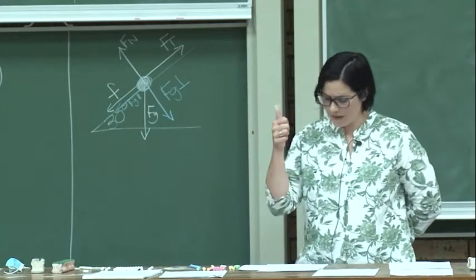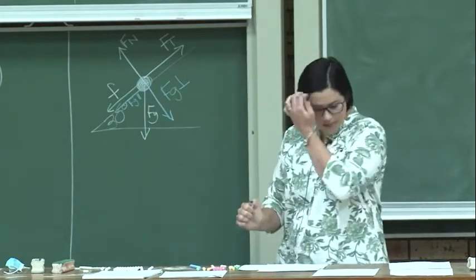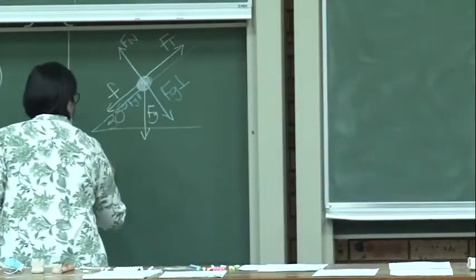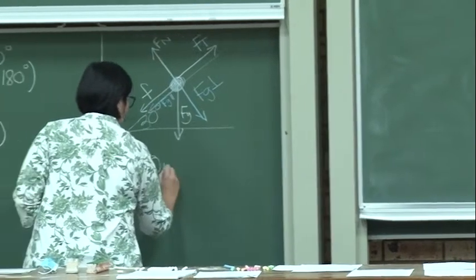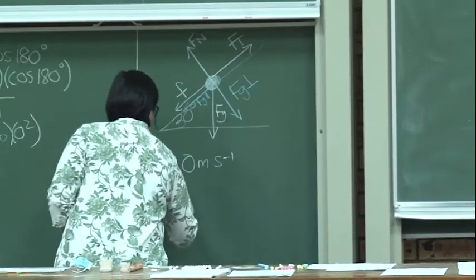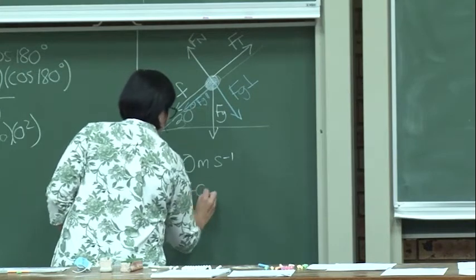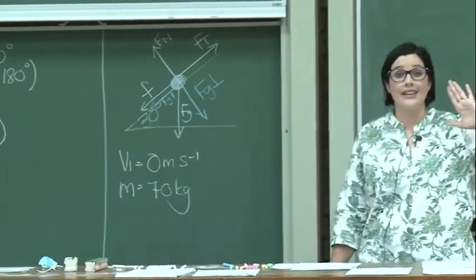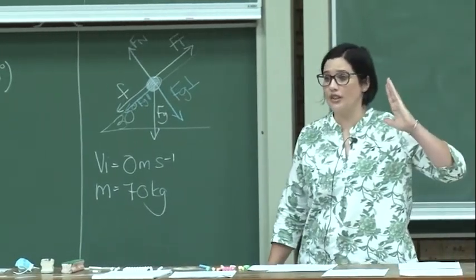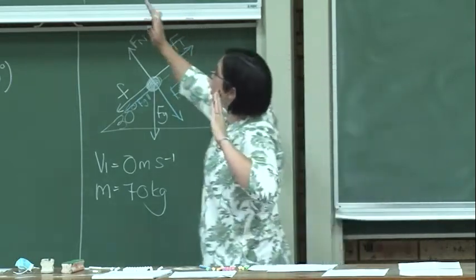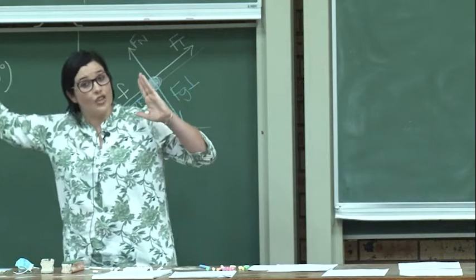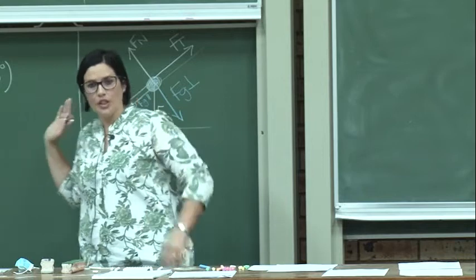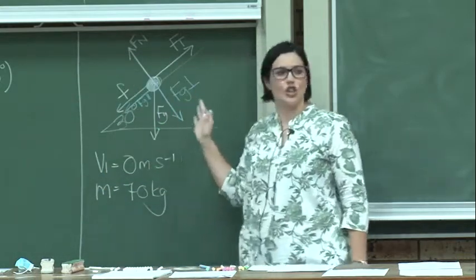Now I continue to analyze the question. I have the mass, it is 70 kilograms, and I also know the initial velocity was 0. So I'm going to write it down here. Initial velocity is 0 meters per second. Mass is equal to 70 kilograms. Grade 12s, do we now have the height? Do we have the height? We do not. So in the previous example, we had the height and not the angle of the incline. In this example, we have the angle and not the height.